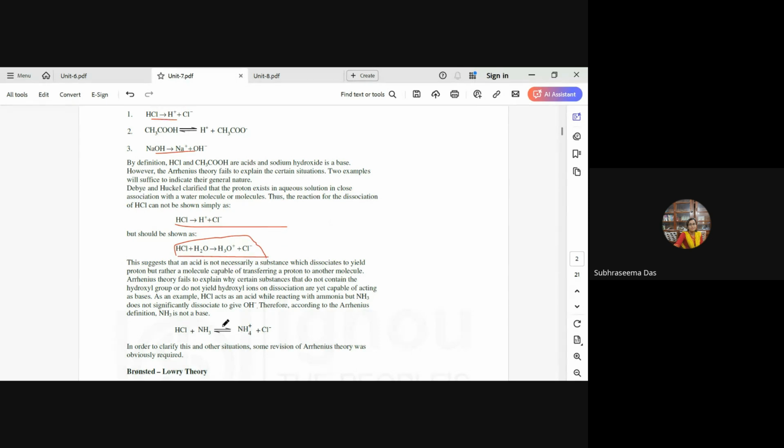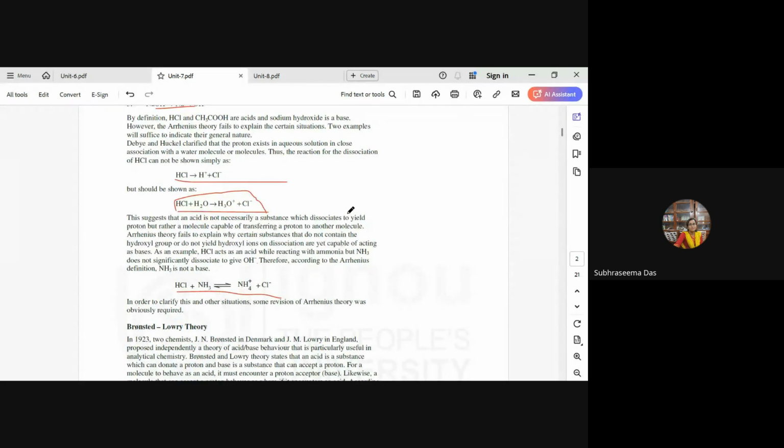Again, when we look at HCl plus NH3, it gives NH4 plus and Cl minus. Here no OH minus ions are present, so as per Arrhenius theory, ammonia is not a base. Therefore, the failure in these two examples suggested that Arrhenius theory has some limitations and new theories were proposed.